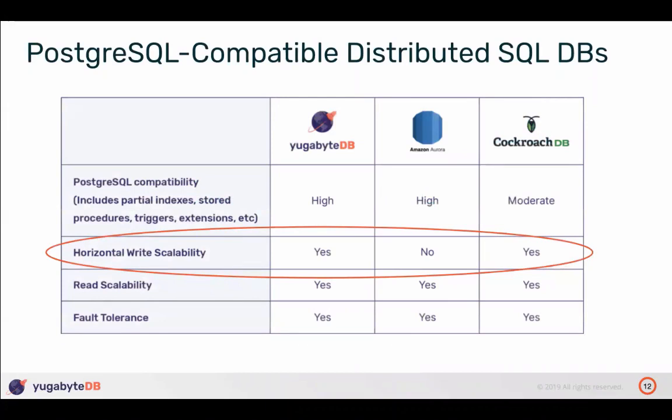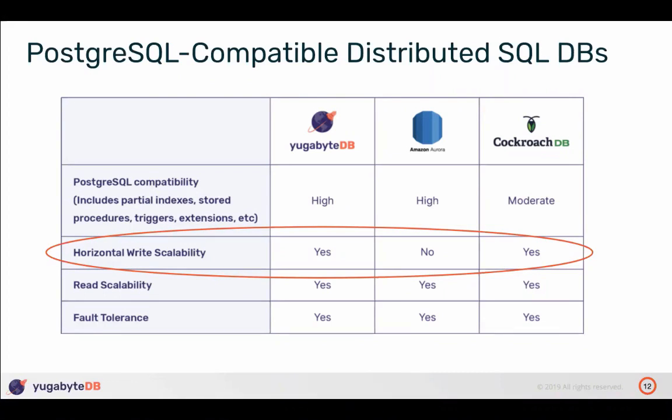If you now look at the Postgres compatible distributed SQL databases that we picked, what are the trade-offs between them? If you look at Postgres compatibility, YugaByte strives to achieve as high a compatibility as possible by reusing Postgres, like I had mentioned before, including things like partial indexes, stored procedures, triggers, extensions, etc., as does Amazon Aurora, while CockroachDB gives up on a bunch of these features.